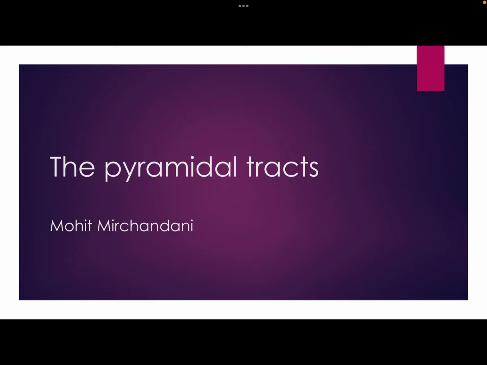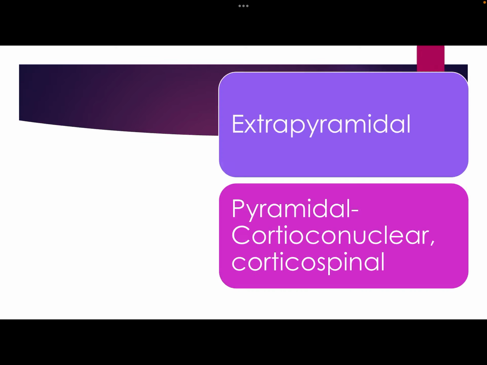Hello guys, today I'll be speaking about the pyramidal tracts, which is part of the motor tracts of the CNS. We could divide the CNS, in terms of the tracts, into two different types: sensory and motor, with motor being autonomic nervous system and somatic nervous system, with somatic being extrapyramidal and pyramidal.